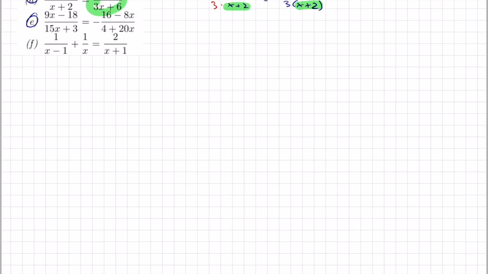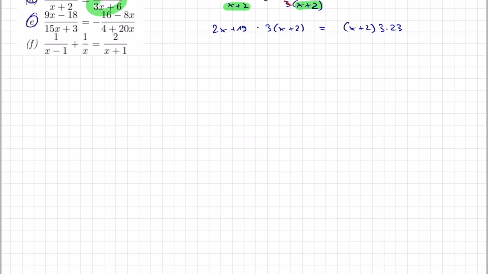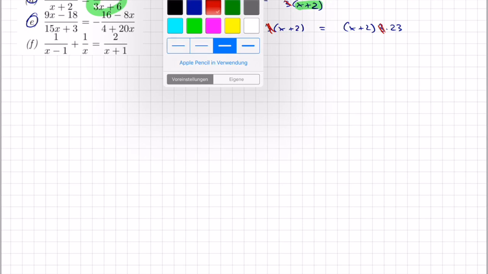Actually, let's solve this with the cross rule, just to see a bit the difference. So we just have 2x plus 19 equals 3 times x plus 2, whoops, not equals, times. 3 times x plus 2 equals x plus 2, 3 times 23, but I actually intended to reduce the 3, so you can reduce it either in the fraction or in this new equation.